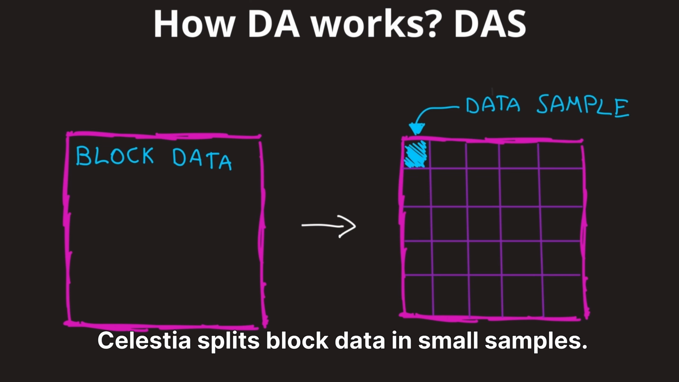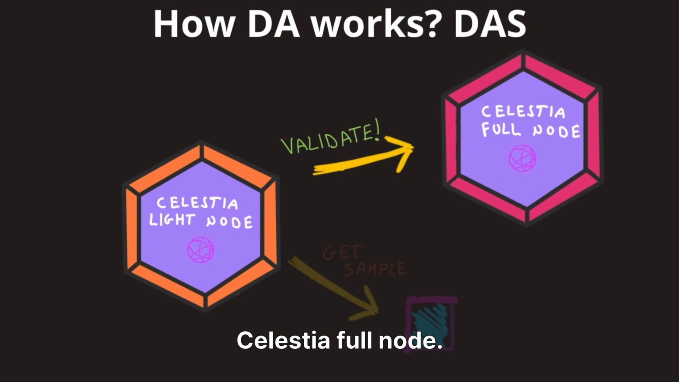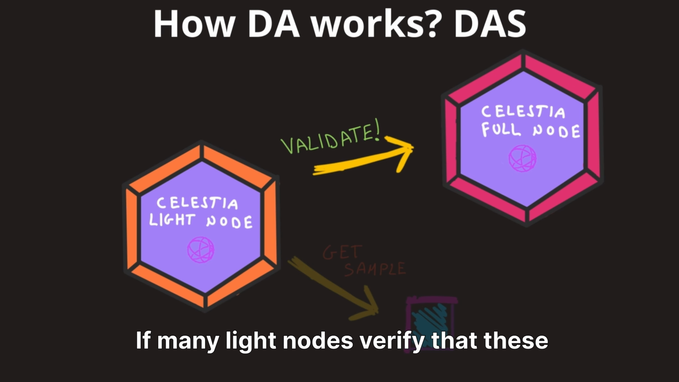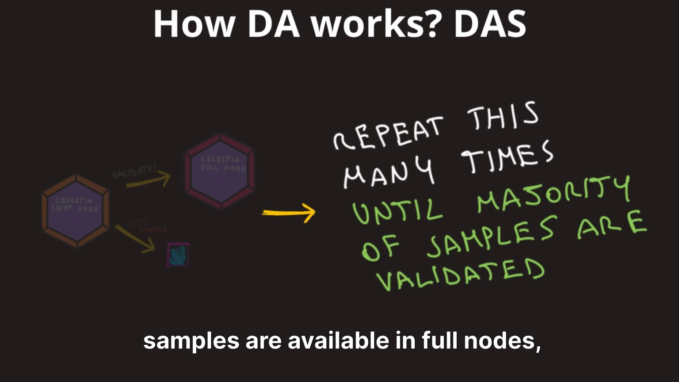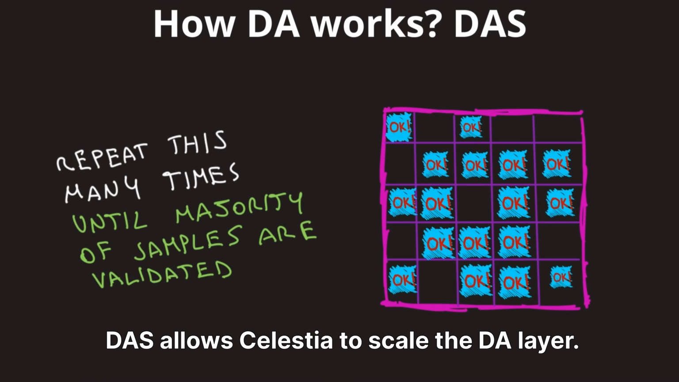Celestia splits block data into small samples. Every light node validates each sample against a Celestia full node. If many light nodes verify that these samples are available in full nodes, it means that it's very likely that the full block's data is available.